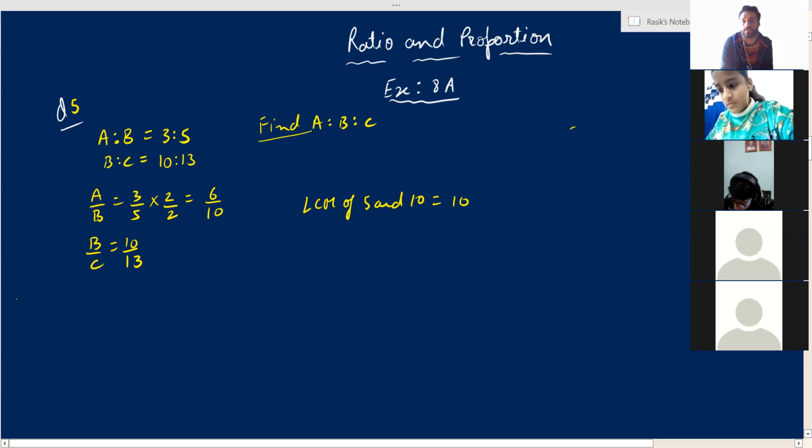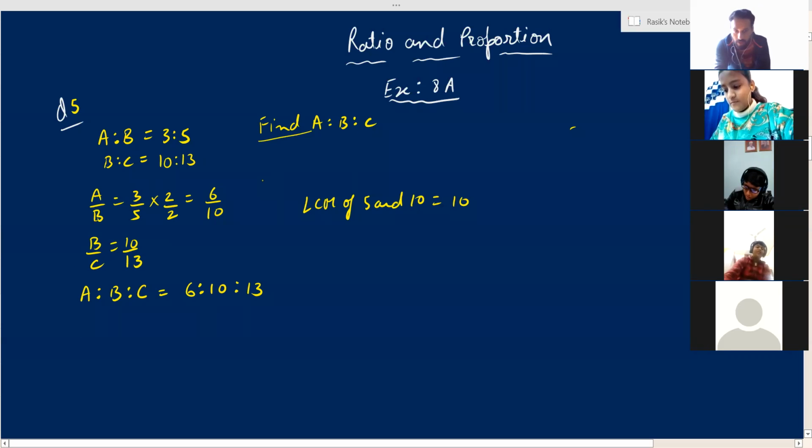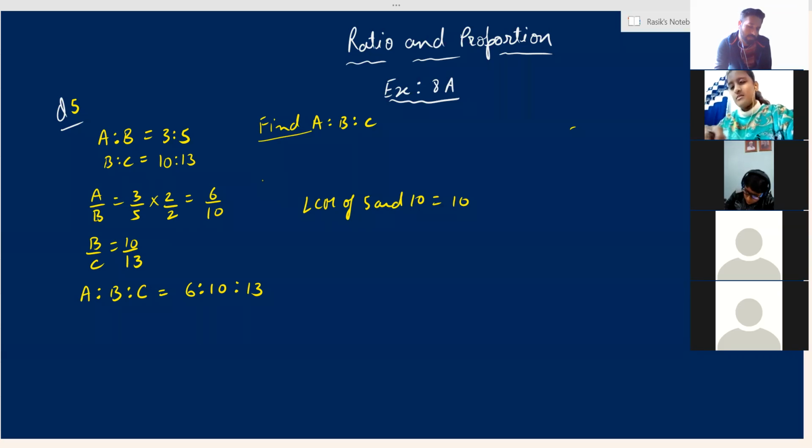See, the value of B is the same in both places. We have to make the value of B same in both the fractions. Now we can directly write A ratio B ratio C. The answer is 6:10:13. Can we divide all the three terms by any common number? Sir, 2. No, only the first two terms are divisible by 2, but not the third term. So we cannot divide by 2. This is the answer: 6:10:13. That is why I told you to use a method which is universal. This method is applicable everywhere.